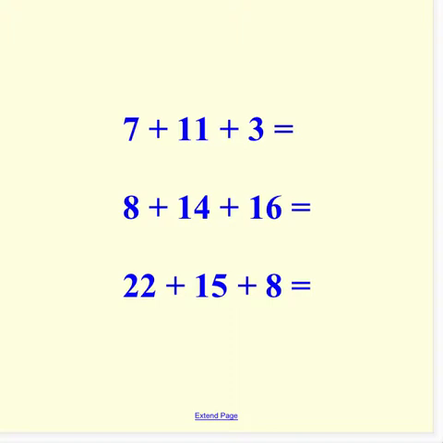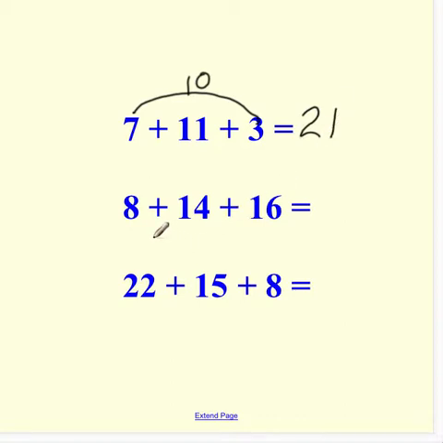When you're adding together 3 different numbers, you want to look for the numbers that are easiest to add together first. In this first example, I have a 7 and a 3. I can add those 2 numbers to make 10. Now I'm going to take that 10 that I just had and add it to 11. 10 plus 11 gives me an answer of 21.